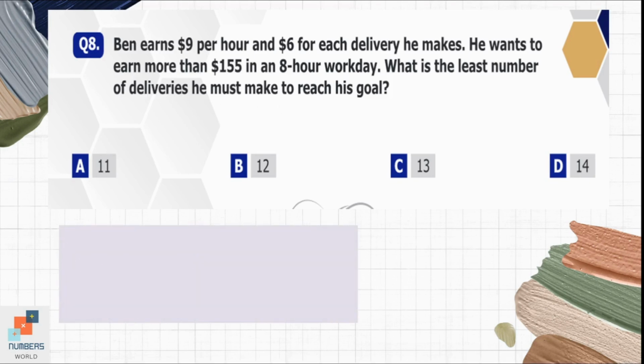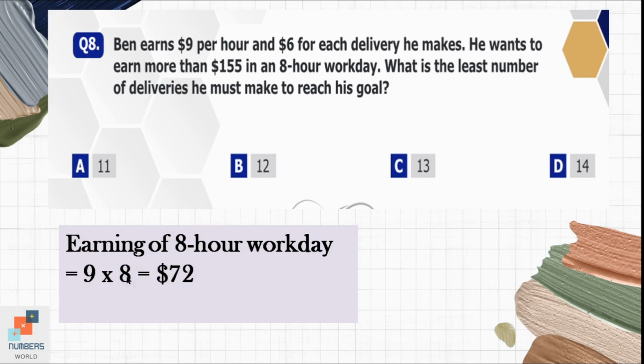To find out the earning of an 8-hour workday, we will multiply the salary of 1 hour, which is $9, by the number of hours. The total amount is $72. So he can earn $72 by working for 8 hours. We will subtract it out of his targeted money, which is $155. The remaining amount is $83. So he has to make at least $83 by deliveries.